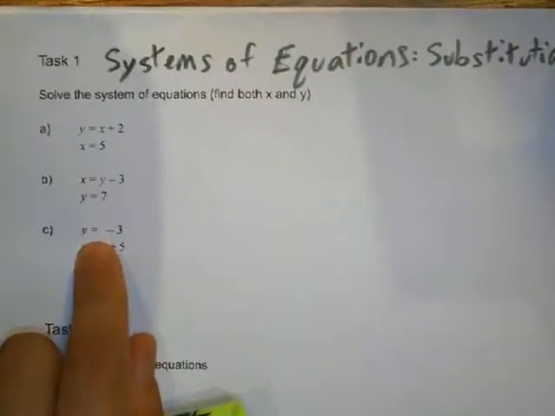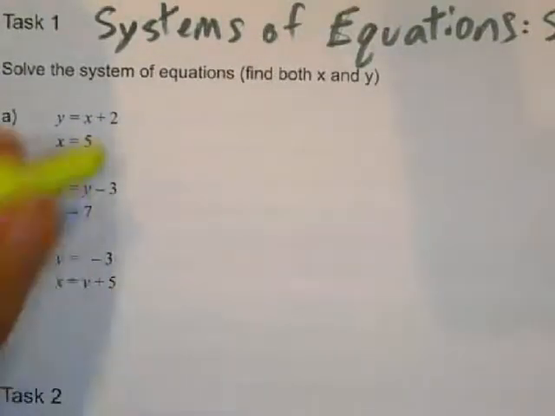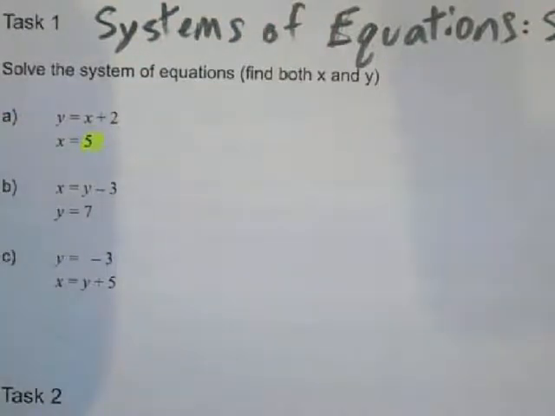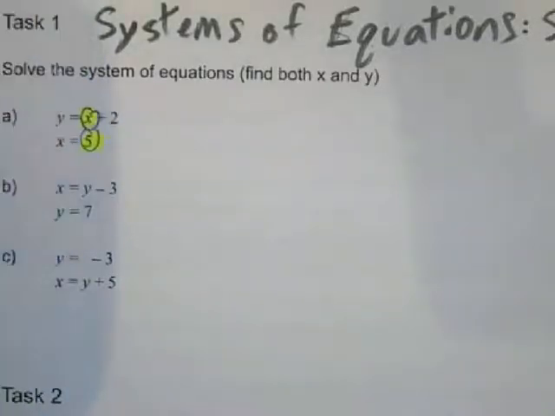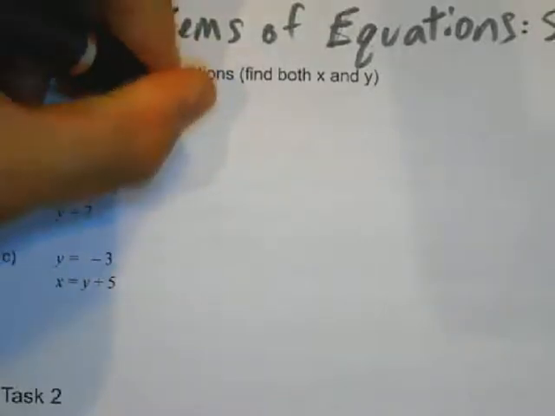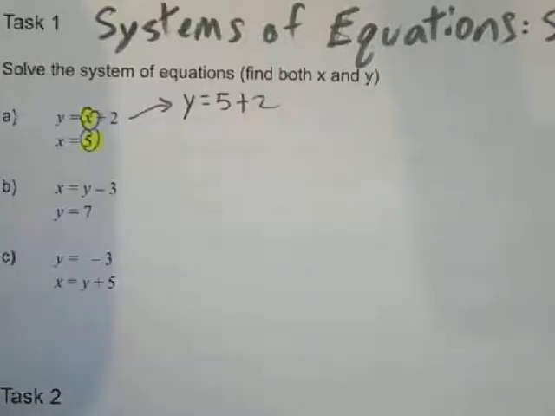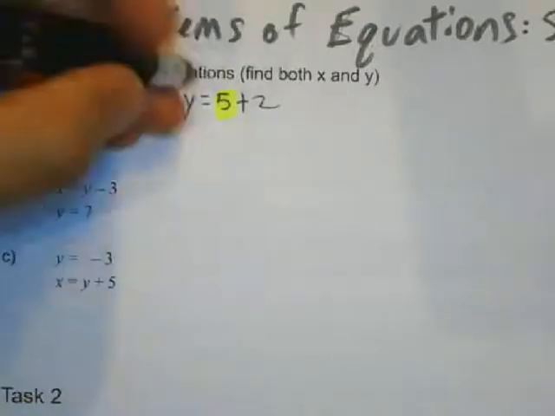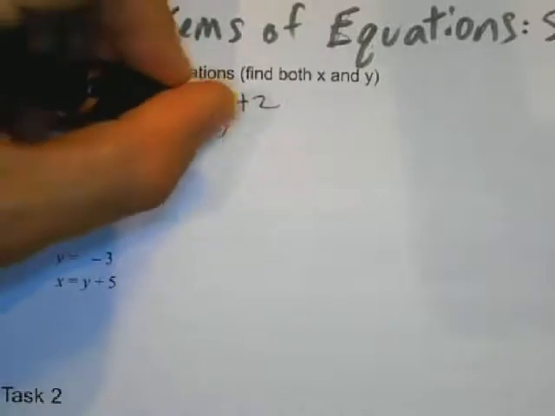Now, if I zoom in so you can see a little better, we know that x is equal to 5, right? So in this first equation, I'm going to replace this x with a 5, because we're going to substitute it. So now this equation can be written as y equals 5 plus 2, because I just substituted the x with a 5. Now I can add those two together, and we get y equals 7. Okay, so we're not done quite yet.